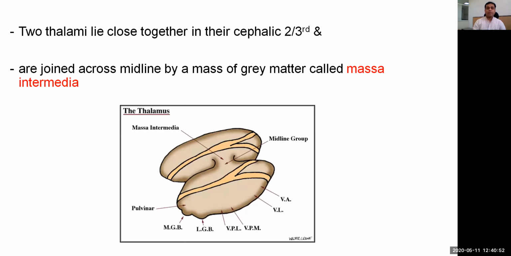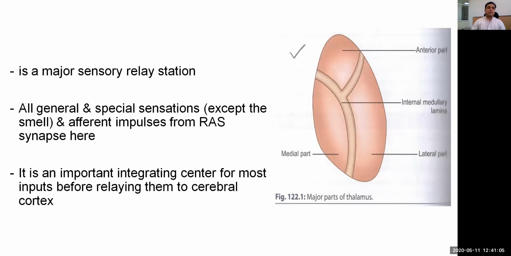There are two thalami, one on either side. They lie close to each other in their cephalic two-thirds and are joined across the midline by a mass of gray matter called the massa intermedia. It is a major sensory relay station. All general and special sensations except olfaction, and afferent impulses from the reticular activating system, synapse in the thalamus.